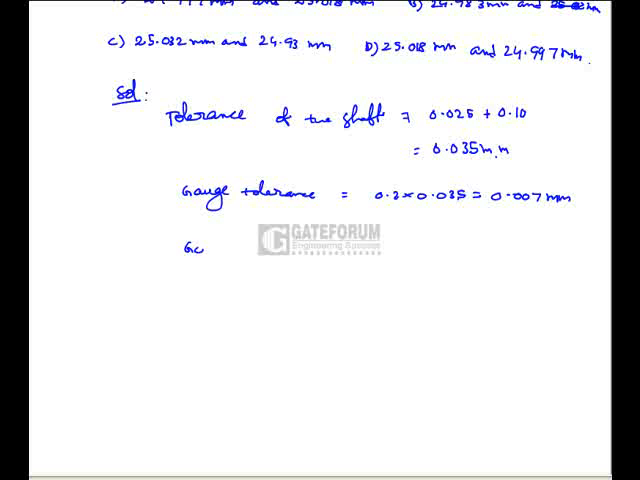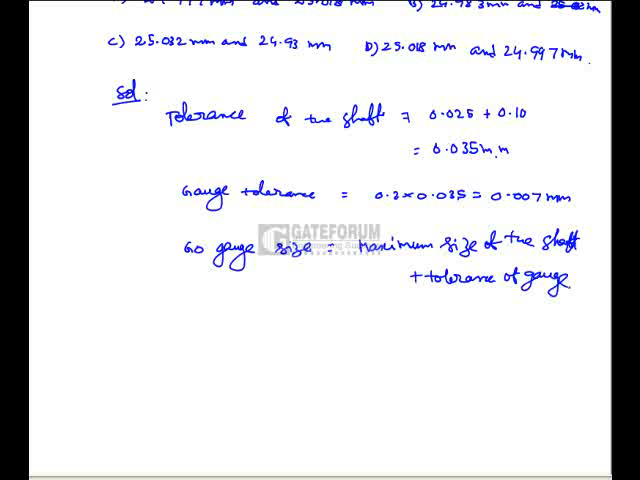Consider go gauge size is equal to maximum size of the shaft plus tolerance of gauge, not shaft. Here maximum size of the shaft is given by 25 plus 0.025, that is 25.025, plus tolerance of the gauge which is 0.007, and which is equal to 25.032 mm.